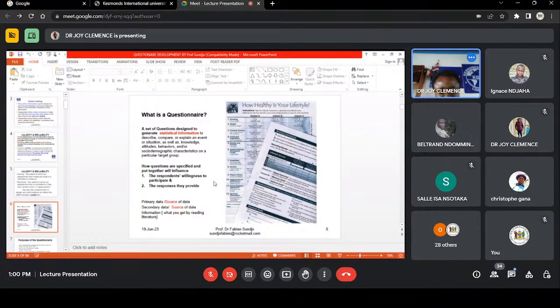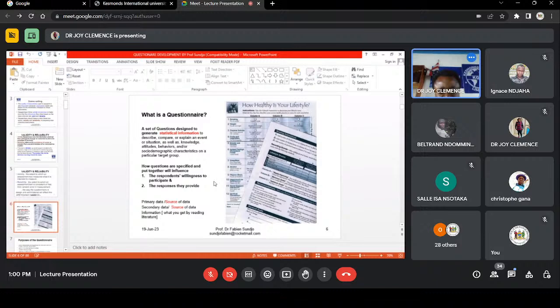Now, there is something very important I want to tell you. The way a question is specified can have two effects. The way you design your questionnaire will have two effects. What is the first effect? It will influence the respondent's willingness to participate.